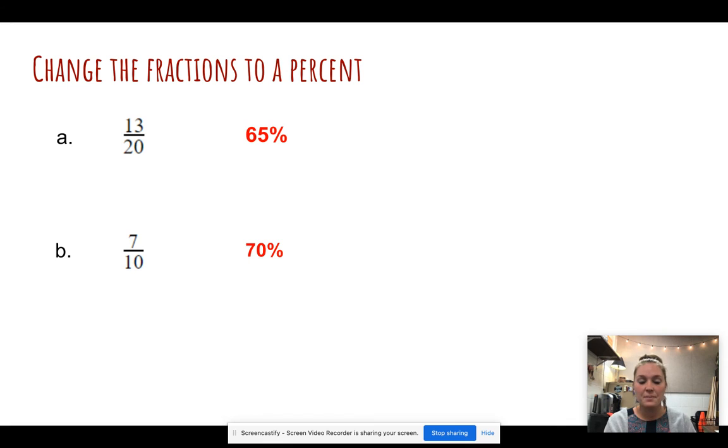What is 7/10ths as a percent? That's 70%. Using a giant 1 of 10 over 10 would get you to 70 out of 100, which is 70%. Right, that's all I got for you.